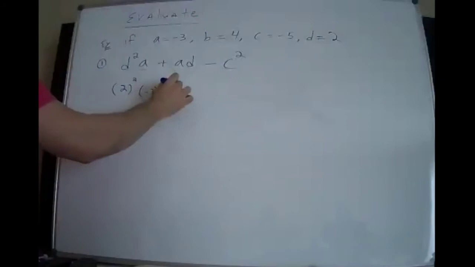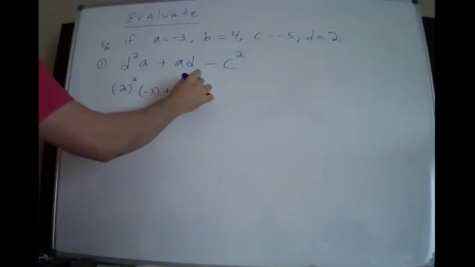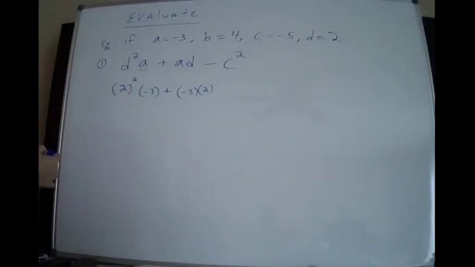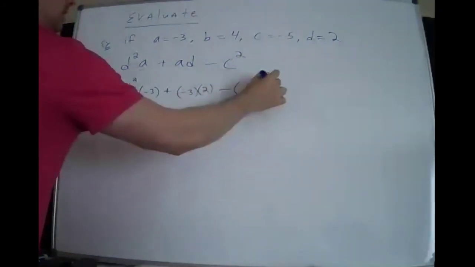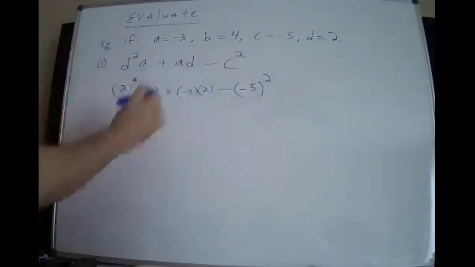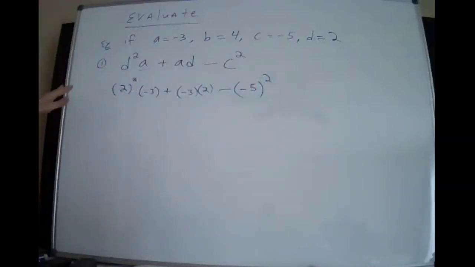Now come over here again. -3 for A, 2 for D, minus, now what's C? C is -5. Oof. I see so many places this could get screwed up. You got to be really careful. So remember the order of operation. You do not do 3 times 2. This power has to be done first. So I have to do the power first.